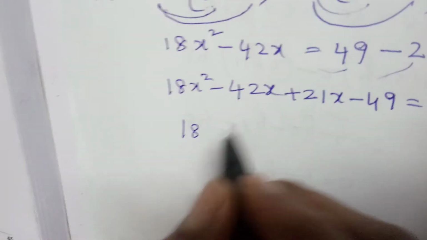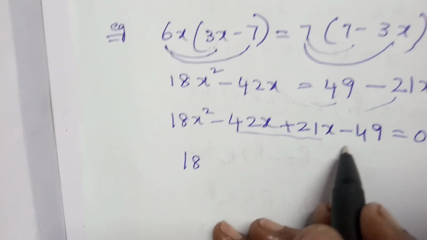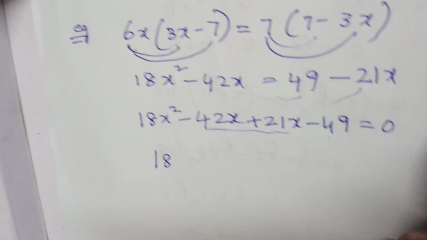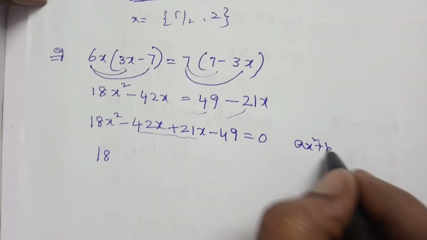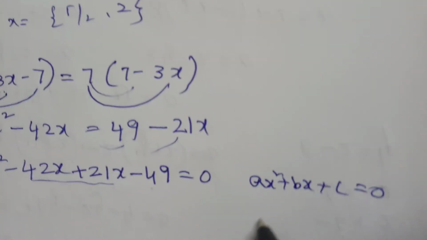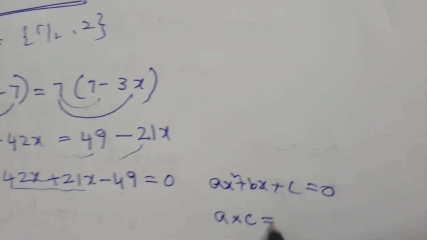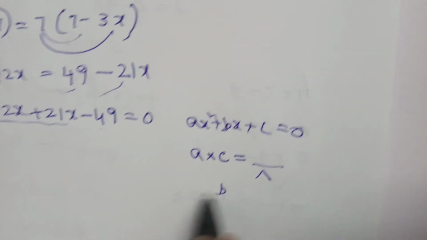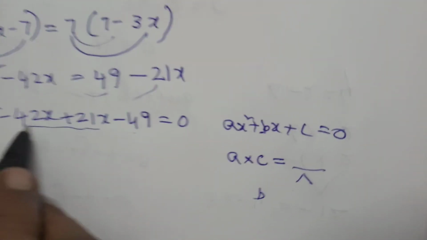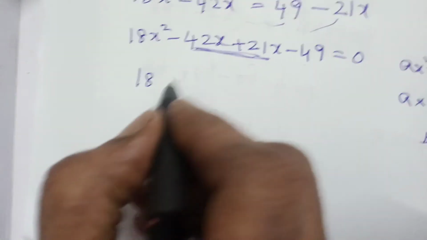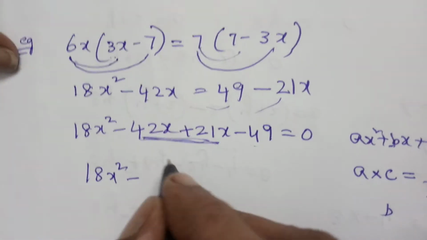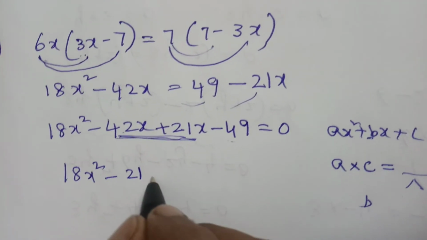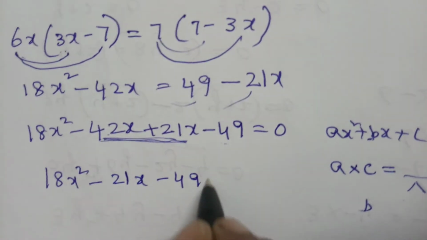Now simplifying, this middle term you should split according to the given form: when it is in the form of ax square plus bx plus c is equal to 0, you should do a into c, then factorize and get the middle term b. So that is the way. So you have to simplify it: 18x square minus 42x plus 21x, so it is minus 21x minus 49 is equal to 0.